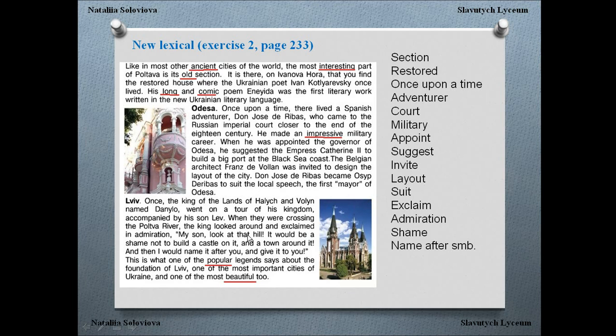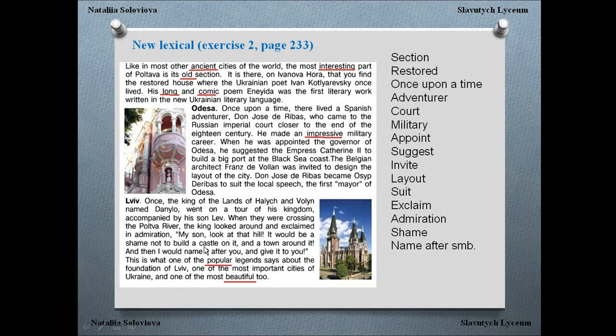Exclaim. Where is it? The king looked around and exclaimed in admiration. My son. Exclaim – вигукувати. Admiration – захоплення.